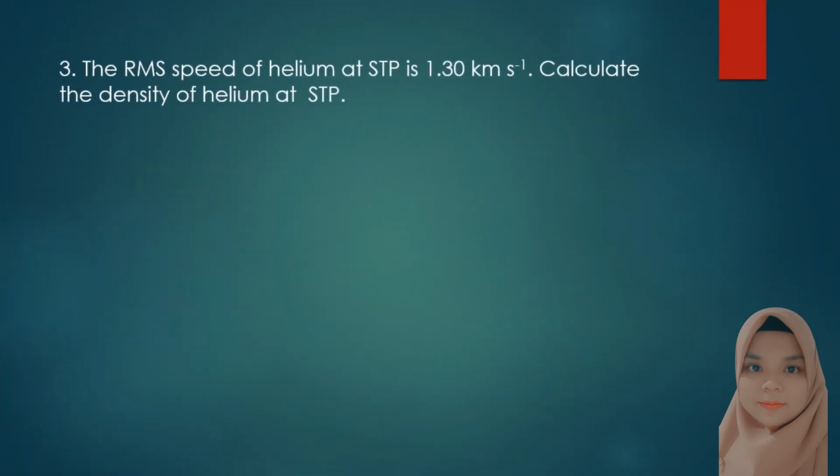Question number 3. The RMS speed of helium at STP is 1.30 km s power of negative 1. Calculate the density of helium at STP.